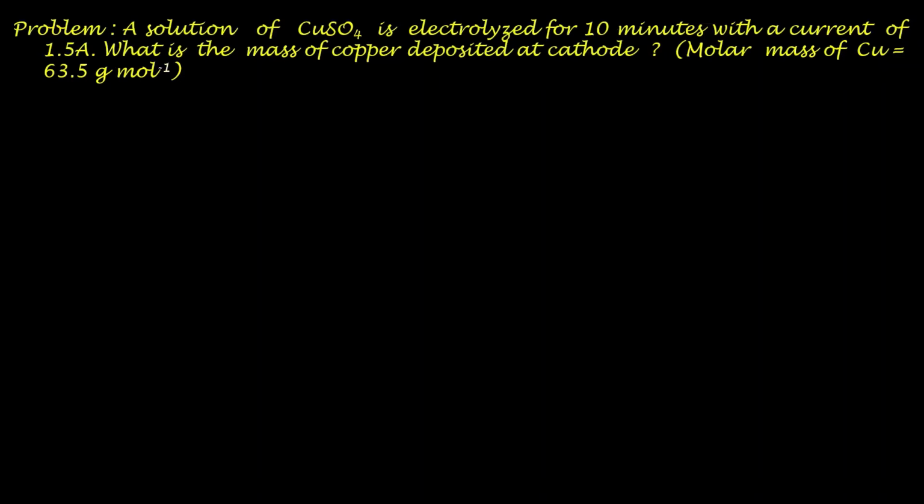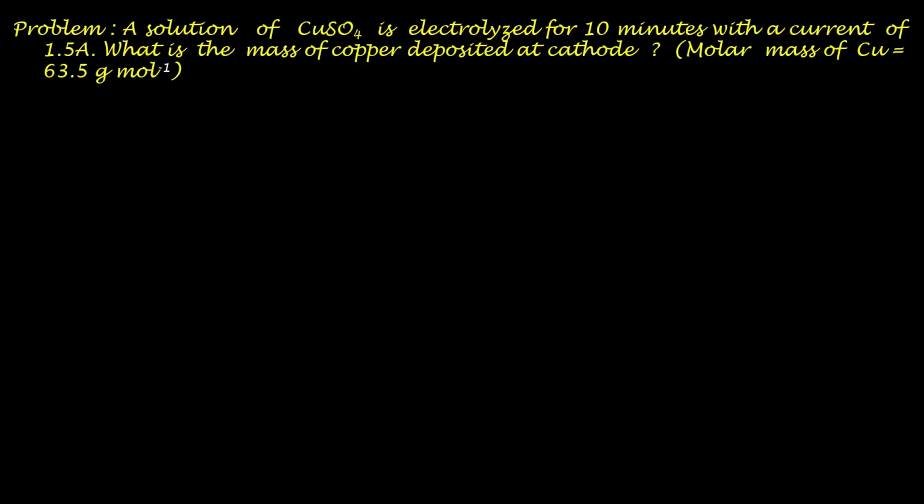Now let us work out this problem. A solution of copper sulfate is electrolyzed for 10 minutes with a current of 1.5 ampere. What is the mass of copper deposited at the cathode? Molar mass of copper is equal to 63.5 gram per mole. This type of problem will be asked based on Faraday's first law of electrolysis. In this problem, a solution of copper sulfate, that is cupric sulfate, is electrolyzed for 10 minutes by passing a current of 1.5 amperes, and we are required to find out the mass of copper deposited at the cathode.